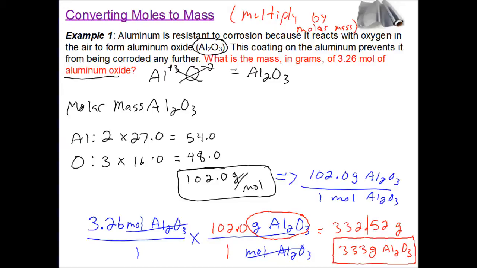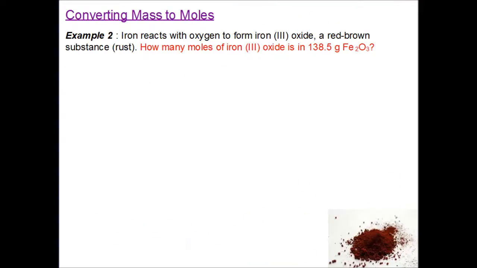Alright, let's take a look at example number 2. Example number 2 is going the opposite. We're converting from mass to the number of moles. It says iron reacts with oxygen to form iron 3 oxide, which is a red-brown substance known as rust. And there's a picture of it right down there. We want to know how many moles of iron 3 oxide is in 138.5 grams of it. So let's first figure out the molar mass of iron 3 oxide.